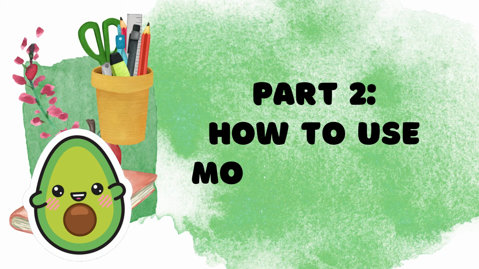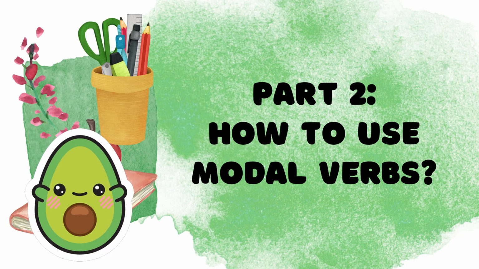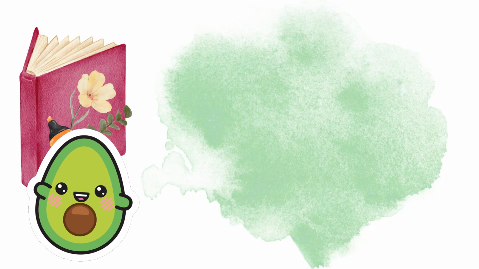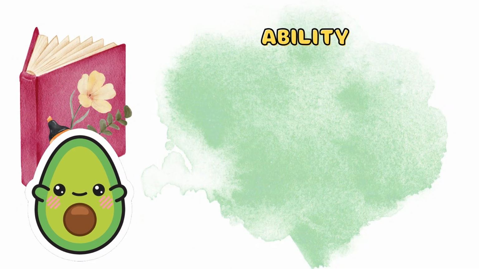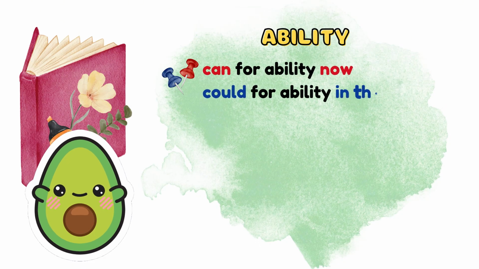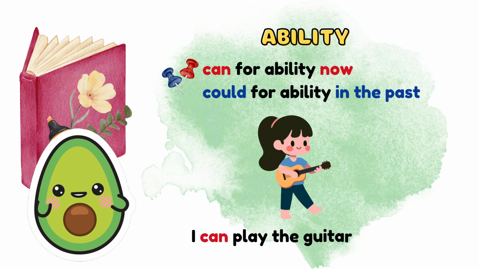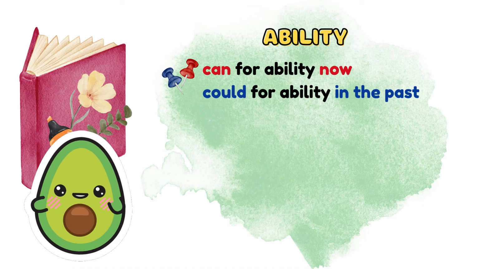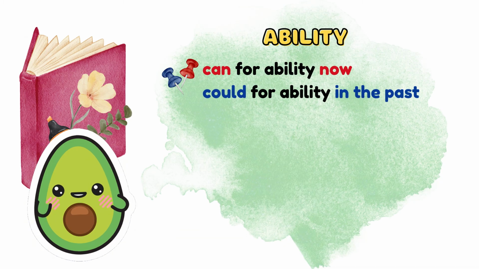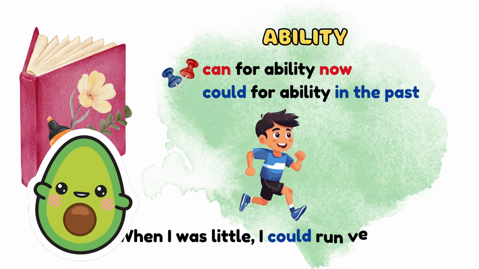Part 2. How to use modal verbs. Alright, let's see how we use them in real life. Modal verbs have different jobs. Sometimes we use them to talk about ability. We use can to talk about ability now, and could for ability in the past. For example, I can say, I can play the guitar, or she can speak Spanish. If I want to talk about the past, I use could. When I was little, I could run very fast.